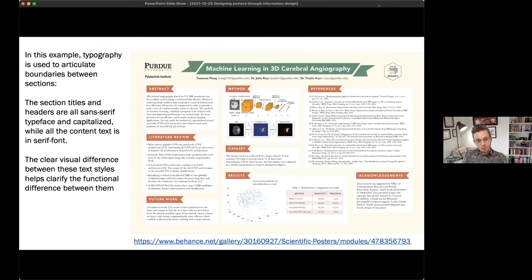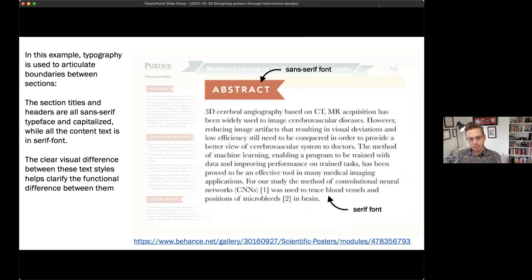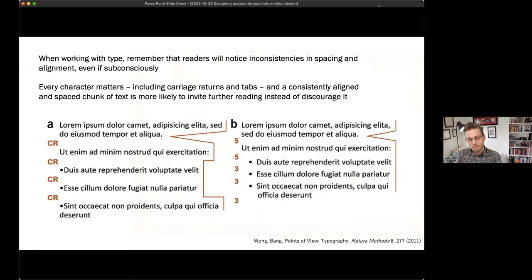In this example, we have typography that's used to articulate boundaries between sections. So the titles of the sections, the headers of those sections, are all sans serif typeface and capitalized, whereas the content text is all in a serif font. So this is an example of how to use two different typefaces in a very deliberate way. One typeface for the section headings and the other for the main body text.